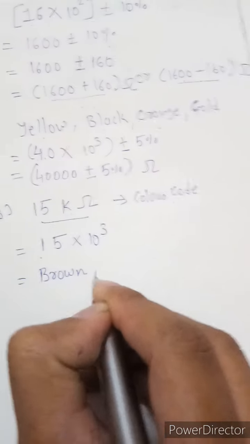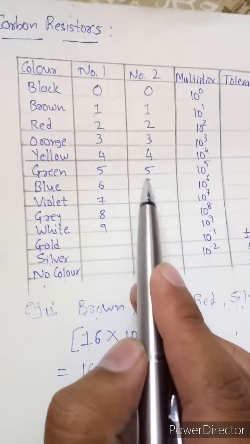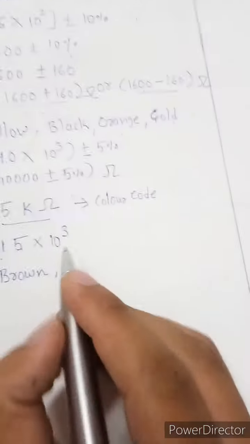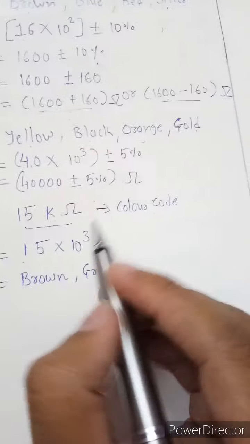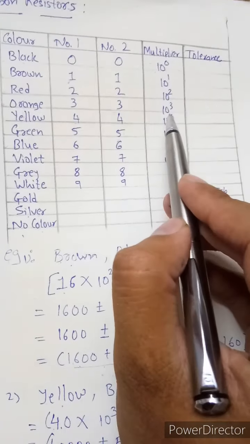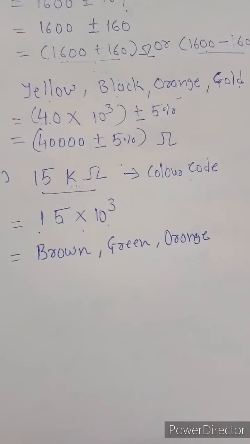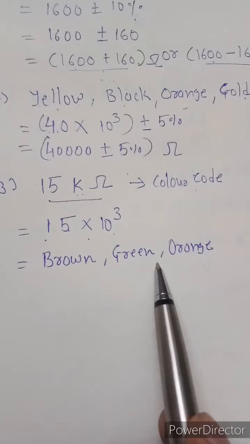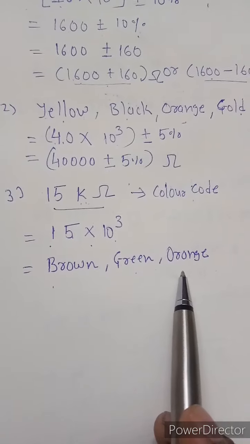The second digit is 5, from the second column. 5 has color green. So the second is green. Third is the multiplier, value 10⁻3, the third column value, and its color is orange. So this resistor of 15 kilo ohm has the color code brown, green and orange. The first color is brown, second is green and third is orange.